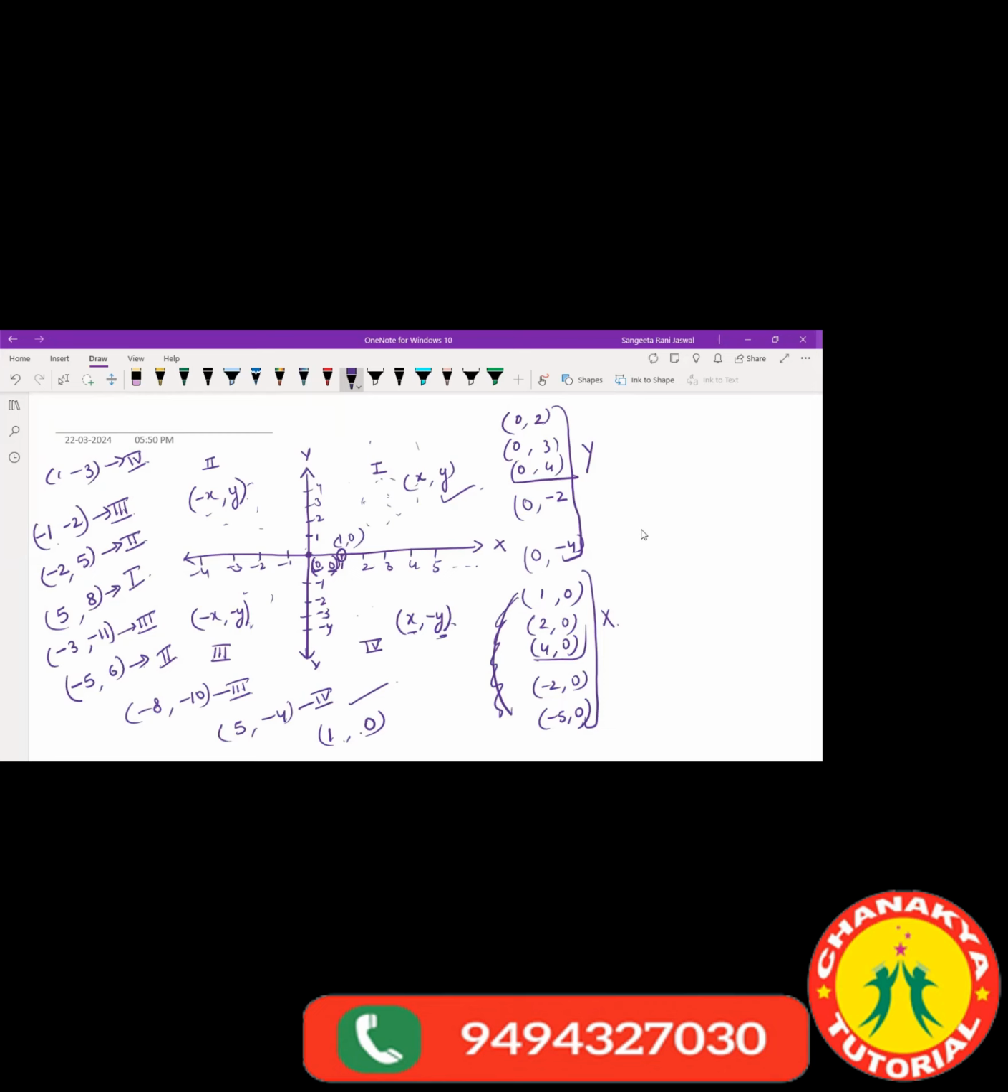Everyone knows this also. Does anyone not know these things? In the third quadrant, we saw we have negative x-axis and negative y-axis, so the points will be minus x, minus y. And in the fourth quadrant, we saw negative y-axis and positive x-axis. So x, minus y. Now I want to ask you one thing.